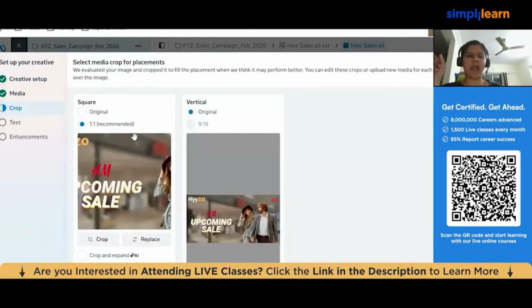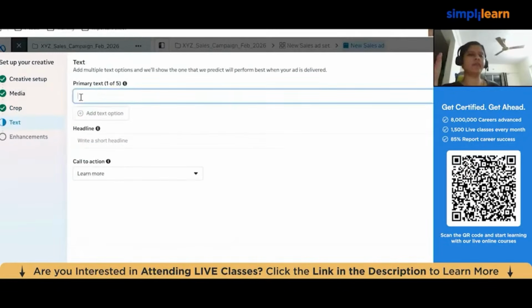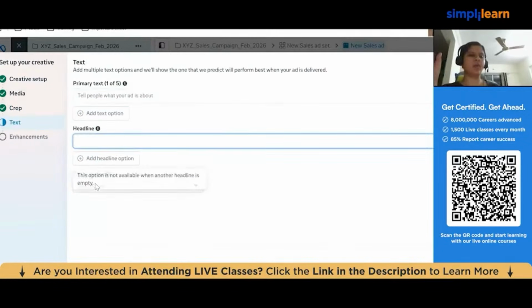One thing, whenever you run an ad on stories and reels, you have to make sure you create the same creative that you created in a square size in 9:16 dimension as well, because on stories and reels it is a vertical view. So you have to create a creative in a square size, 1:1, and also in a vertical way. Then you have to give the primary text, headline, and call to action.